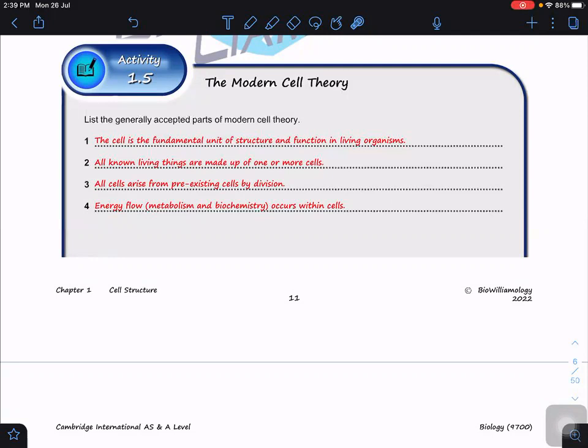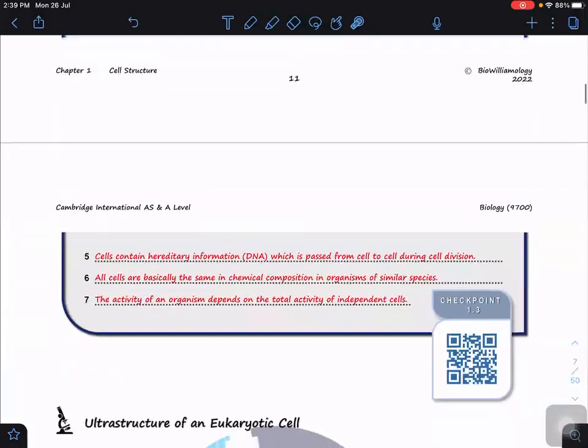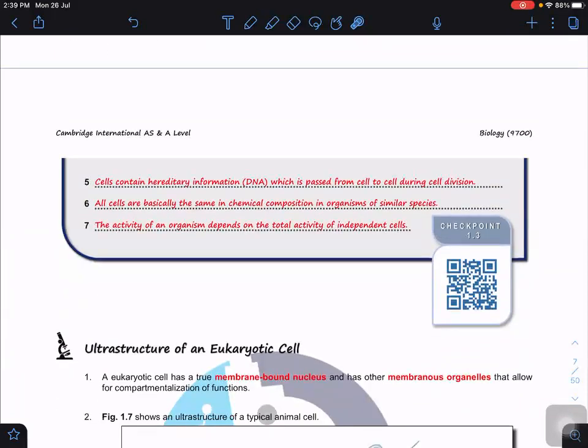Number 4, energy flow, metabolism, and biochemistry. So we look at enzymes, how enzymes function within the cells, how the cells carry out aerobic and anaerobic respiration, and how the plant cell carries out photosynthesis, all involving energy flow. So that is in the AS and A2 syllabus again. Cells contain hereditary information which passes from cell to cell during cell division. Again, we're going to learn this in DNA replication, so how your DNA replicates before the cell can divide. Okay, this DNA can be divided into 2 cells.